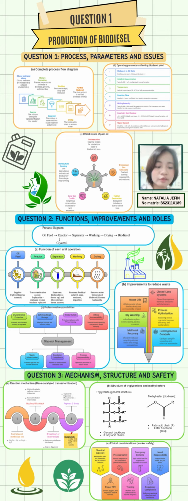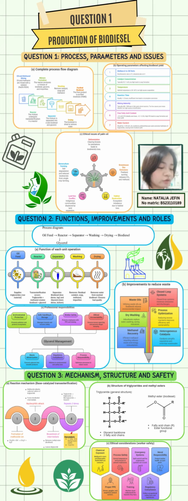For question 3, the reaction mechanism involves the base catalyst forming a methoxide ion which attacks the carbonyl carbon of the triglyceride. This forms the intermediate that breaks down to produce a methyl ester and a diglyceride. This process repeats 3 times to ultimately form glycerol and 3 molecules of biodiesel.